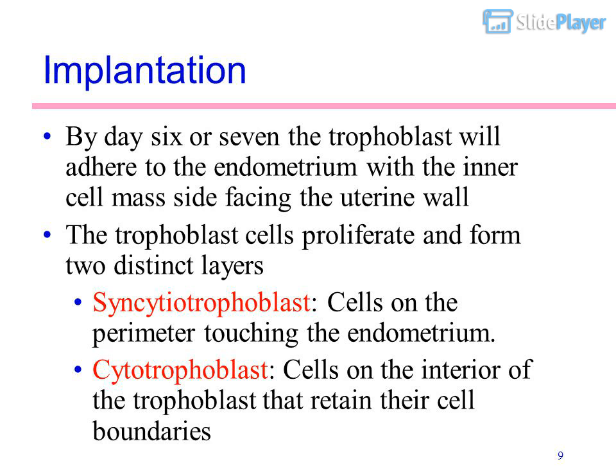Implantation. By day 6 or 7 the trophoblast will adhere to the endometrium with the inner cell mass side facing the uterine wall. The trophoblast cells proliferate and form 2 distinct layers. Syncytiotrophoblast, cells on the perimeter touching the endometrium. Cytotrophoblast, cells on the interior of the trophoblast that retain their cell boundaries.